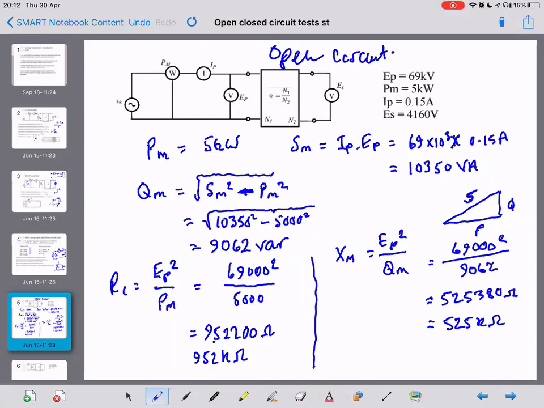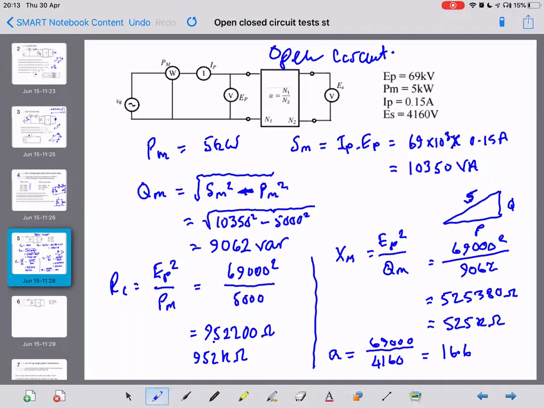The other thing we can find from this test is that A is equal to 69,000 divided by 4,160, which equals 16.6. Everyone follow that? Mm-hmm. Okay.